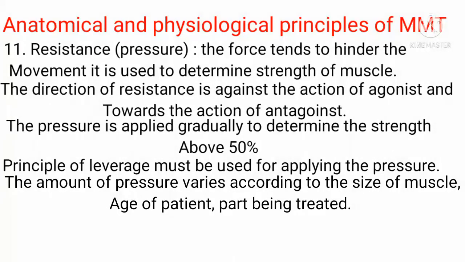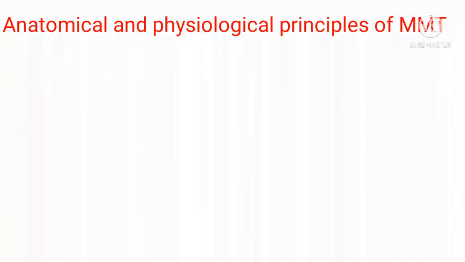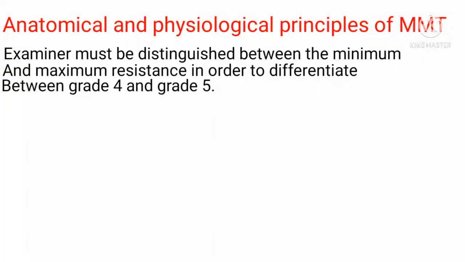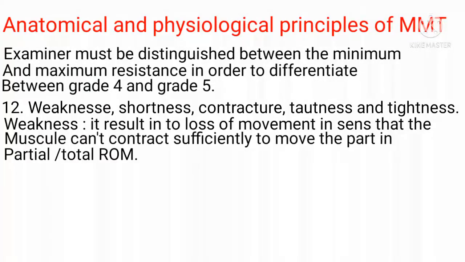The amount of pressure varies according to the size of the muscle, age of the patient, and part being tested. The examiner must be able to distinguish between the minimum and maximum resistance in order to differentiate between grade 4 and grade 5. Weakness, shortness, contracture, tautness and tightness.